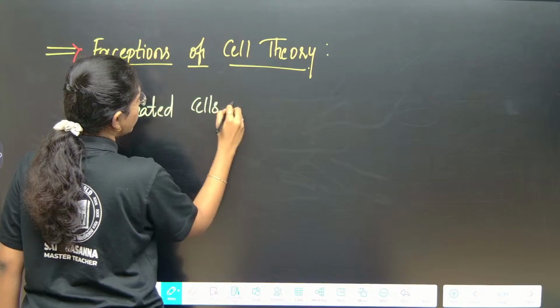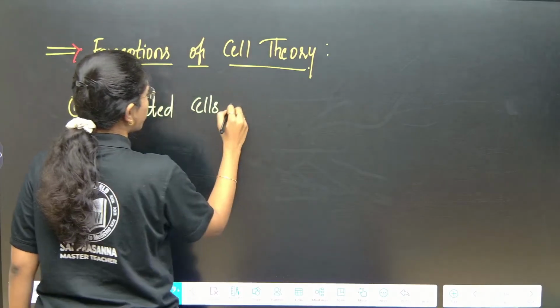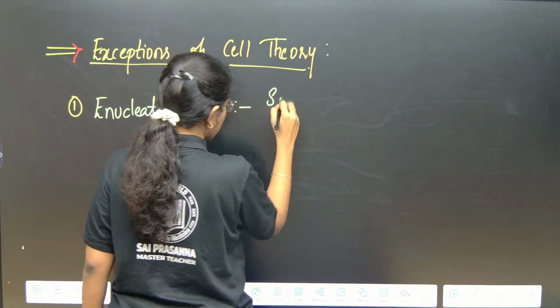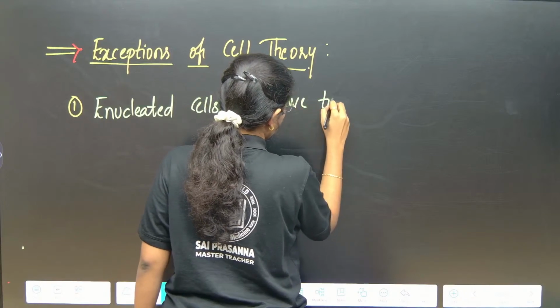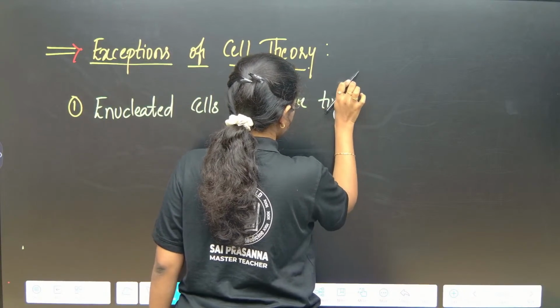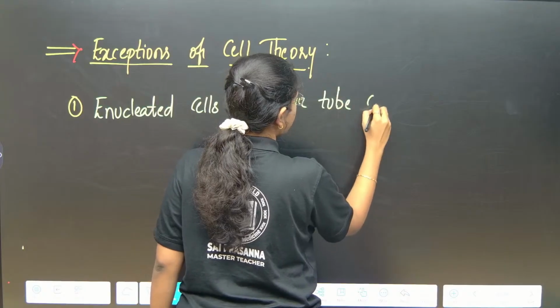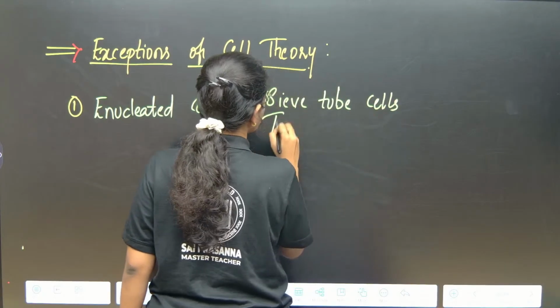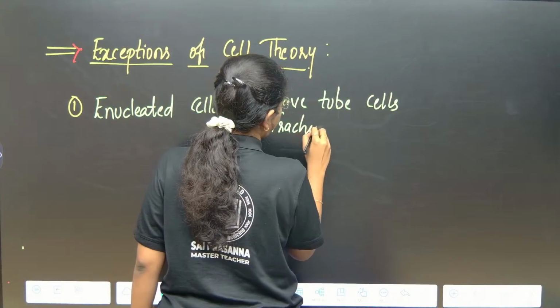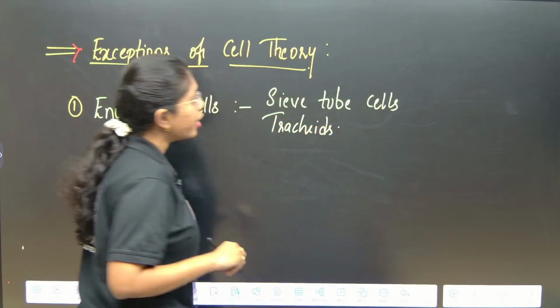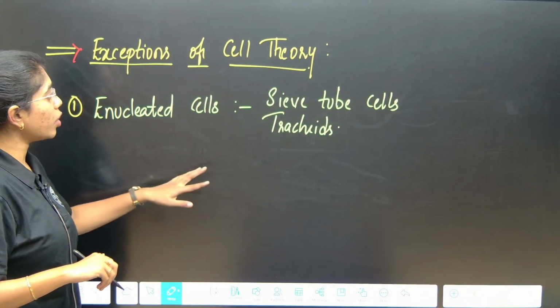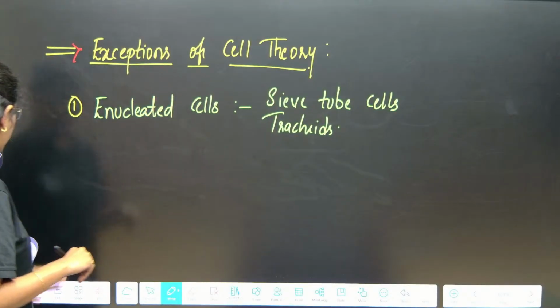Enucleated cells include sieve tube cells and tracheids. To these cells, cell theory is not applicable, because they are enucleated.